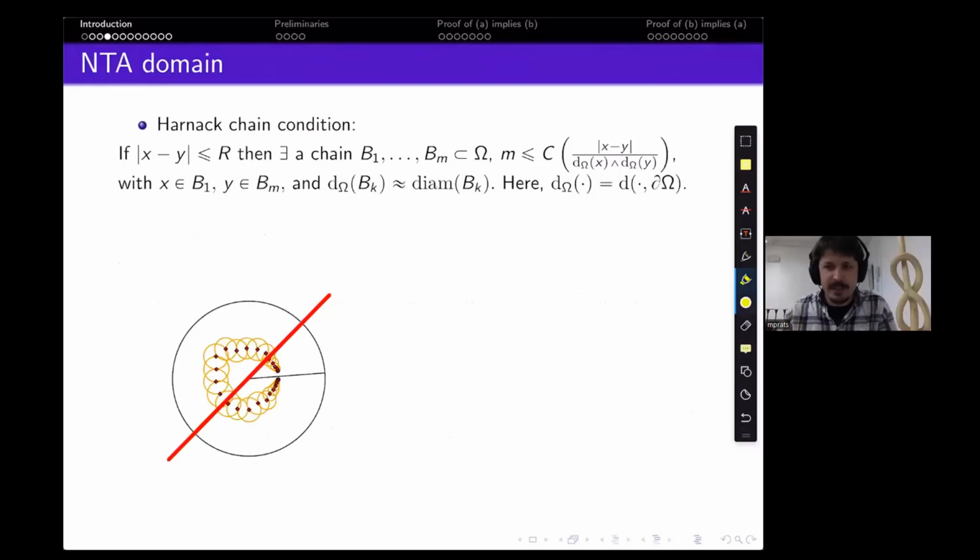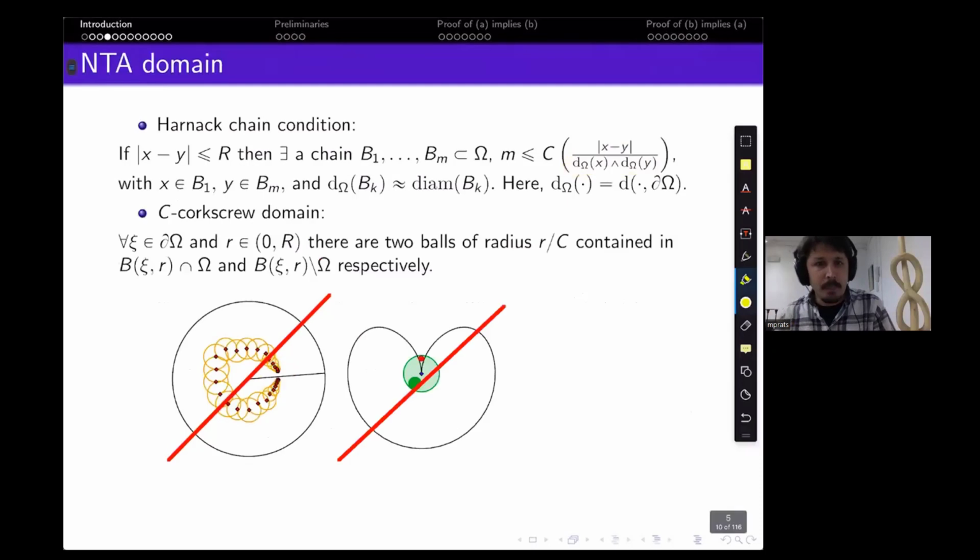This is not an NTA domain. Given two points, let's say these two points, you need to find a connection by circles, and the number of circles depends on this fraction, the distance divided by the distance to the boundary. Here, delta is the distance to the boundary.